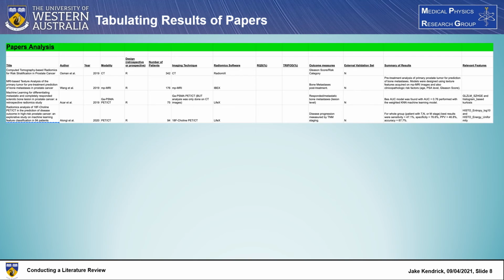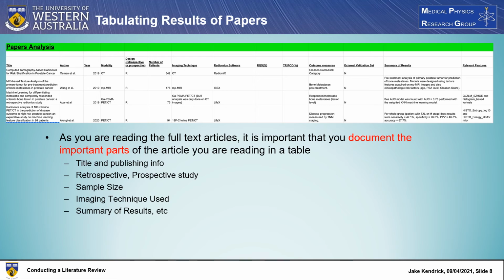Now, just to stress the importance of tabulating the results of the papers as you go, when you're reading the full text articles, I think it's important that you document the important parts of the article that you're reading in a table. So for example, you might want to note down things like the title and publishing information, whether the study was retrospective or prospective in nature, the sample size of the study, as well as particular imaging techniques that were used, for example, PET, CT, multiparametric MRI, and also a brief summary of the results as well.